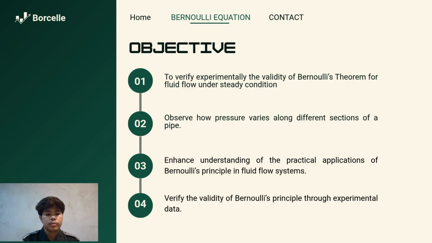This slide shows 4 objectives of this experiment. First, to verify experimentally the validity of Bernoulli's theorem for fluid flow under steady condition. Second, observe how pressure varies along different sections of a pipe. Third, enhance understanding of the practical applications of Bernoulli's principle in fluid flow systems. Fourth, verify the validity of Bernoulli's principle through experimental data.